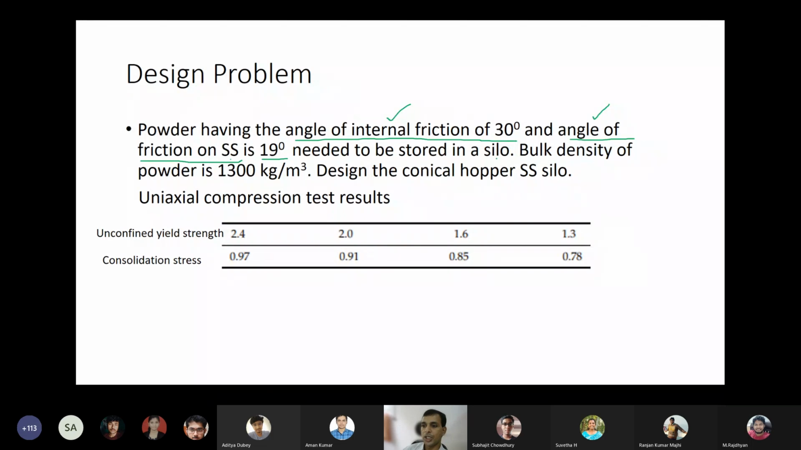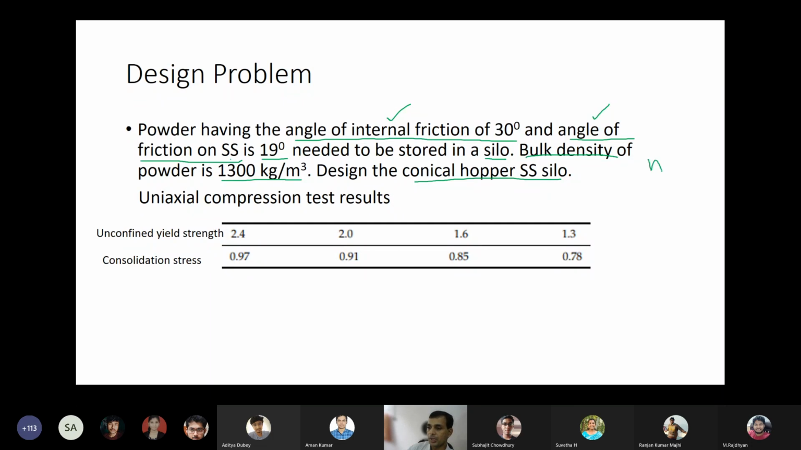That powder needs to be stored in a silo. Another property is that the bulk density of the powder is 1300 kg per meter cube. To store this powder, they have to design the conical hopper, a conical hopper stainless steel silo.